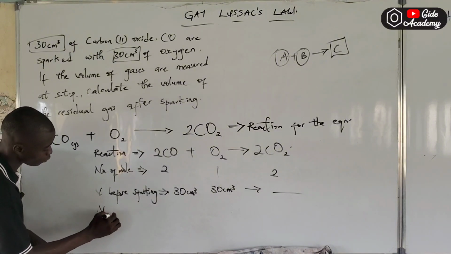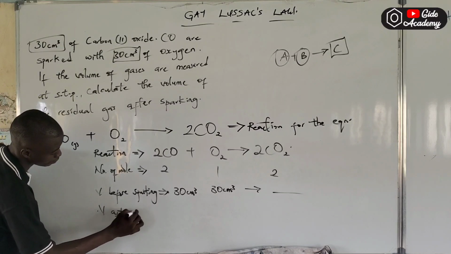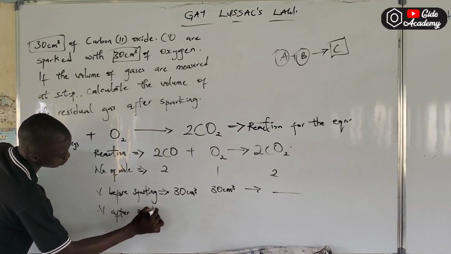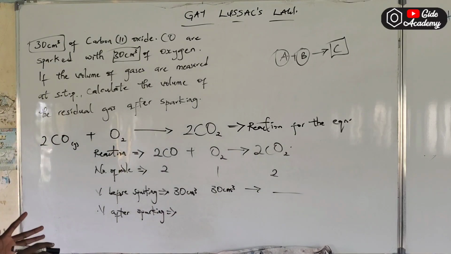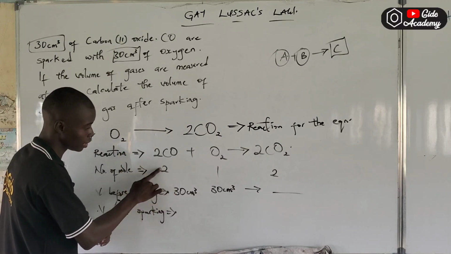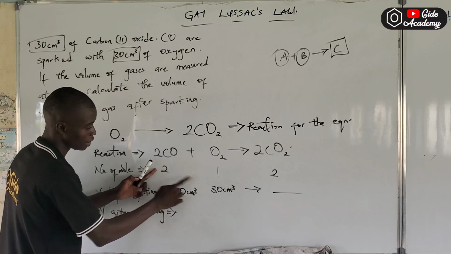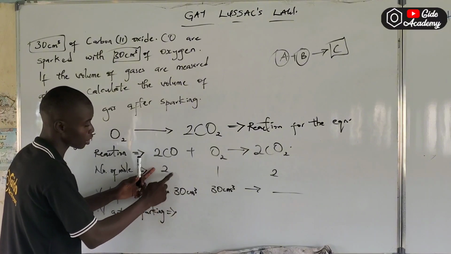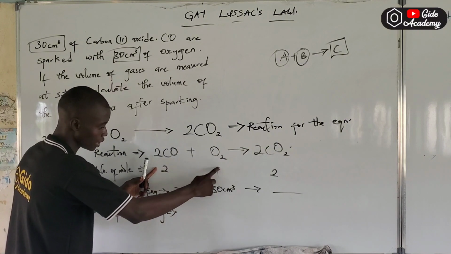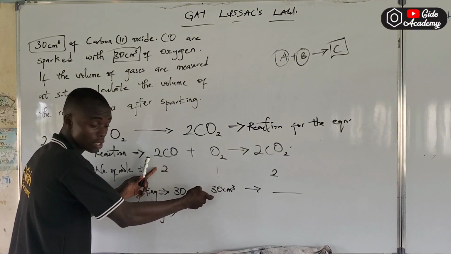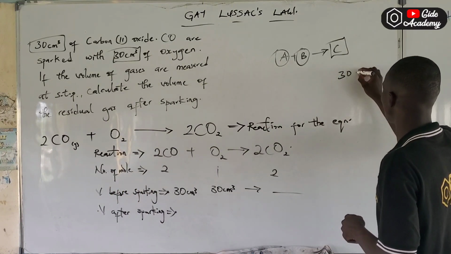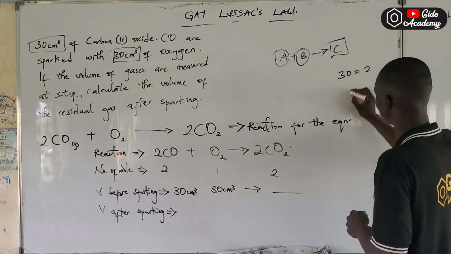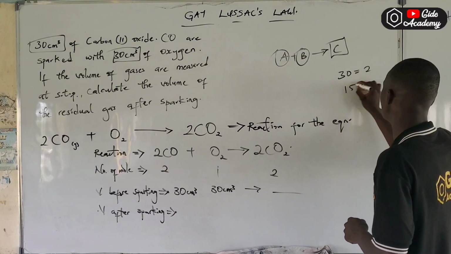After, the volume of gas after sparking wasn't given to us. So what we are going to do is very, very easy. We are going to take 2 as 30. If 30 is taken as 2, then 1 will be taken as what? 15. Then let me come again. If you have 30 here and someone tells you that 30 is equal to 2, then I can also say 15 is equal to 1.